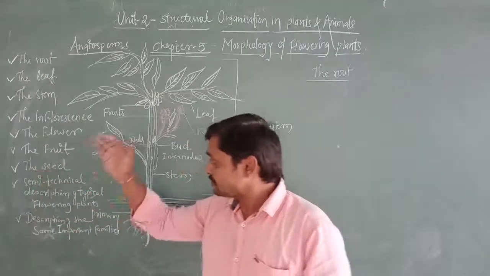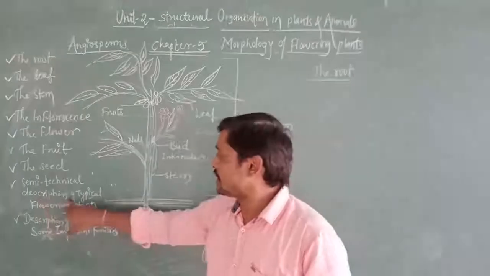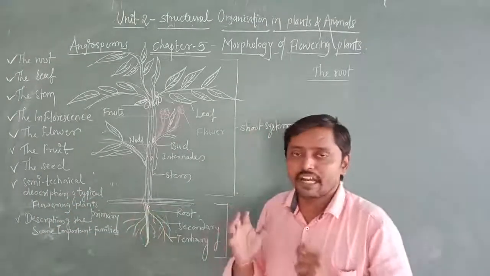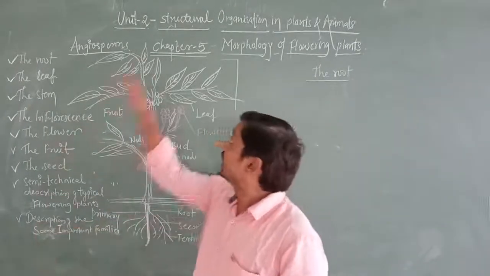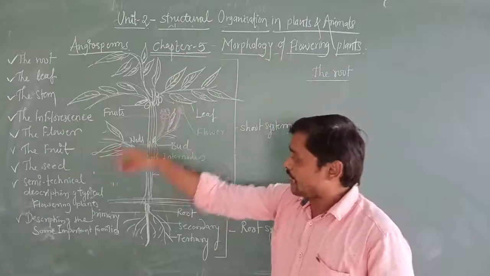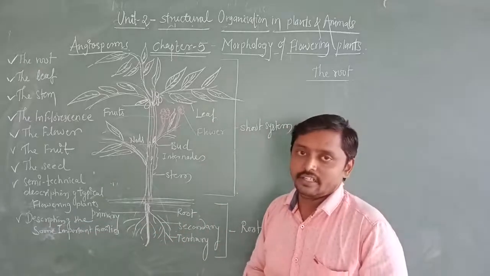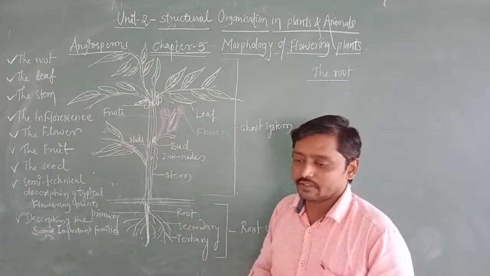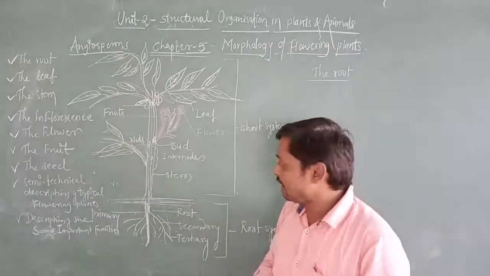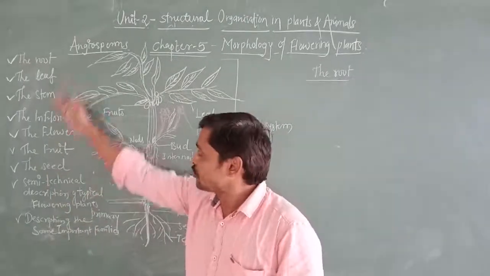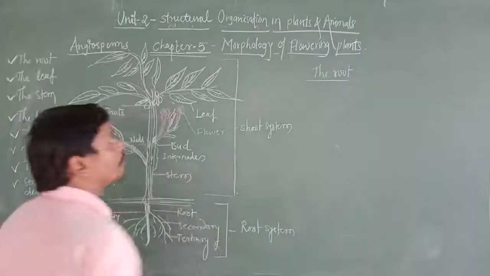Then the seed. Next is the semi-technical description of a typical flowering plant. And the last point we are going to study in this chapter is the description of some important families. We will discuss four important families, their general characters and their importance. This is what we call the skeleton of this chapter, morphology of flowering plants.